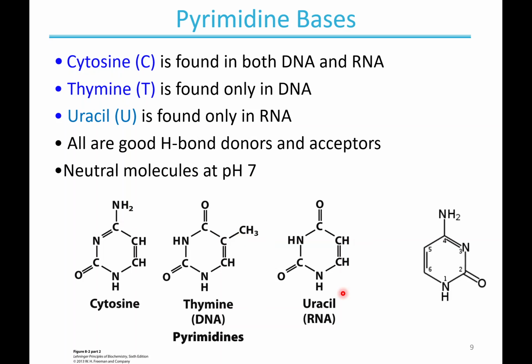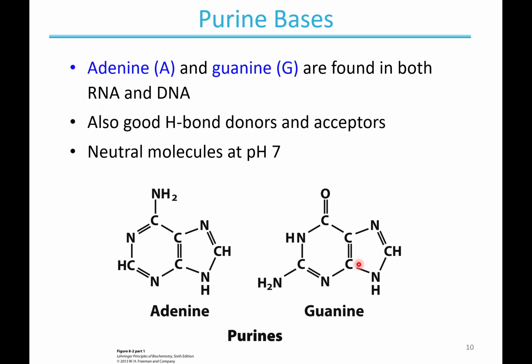So these are the 3 important pyrimidine structures you would need to be able to recognize. Okay. Purines, there's only 2 purines, adenine, abbreviated as A, and guanine, abbreviated as G. They're both found in RNA and DNA. These are also good H-bond donors and acceptors, and they're also neutral at pH 7.